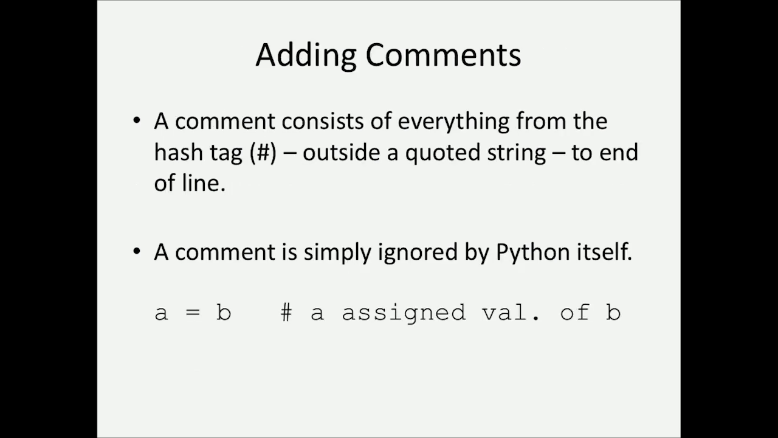Also remember comments. I touched on this. Let me say it again. A comment begins with a hashtag, assuming it's outside a quoted string. We'll talk about that later. Anything beginning with a hashtag to the end of the line is a comment. Now, a comment is simply text ignored by Python. Well, why do we put these in our programs? We put those in our programs for our own benefit and for the benefit of other programmers.